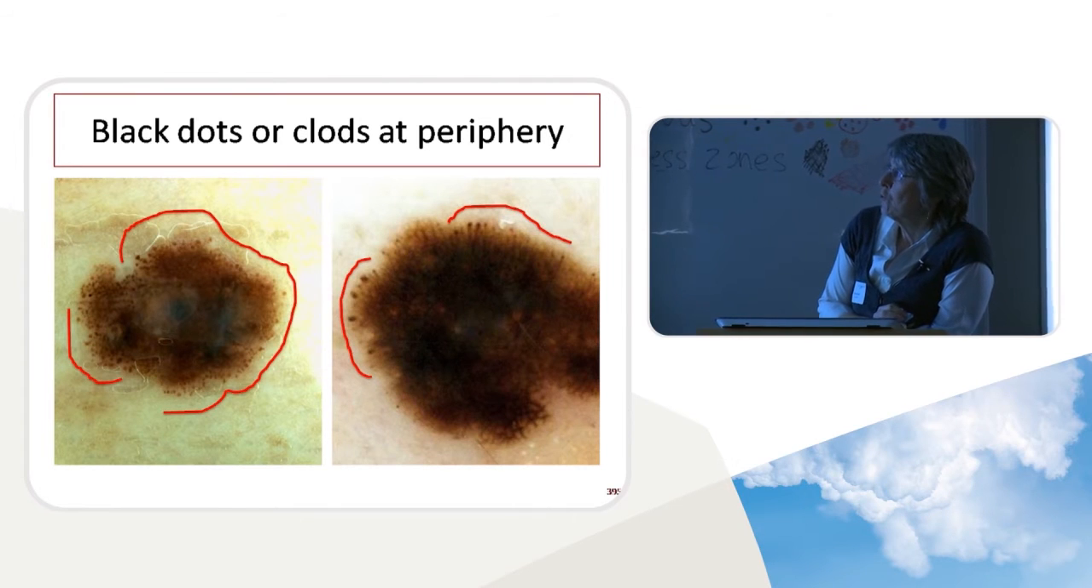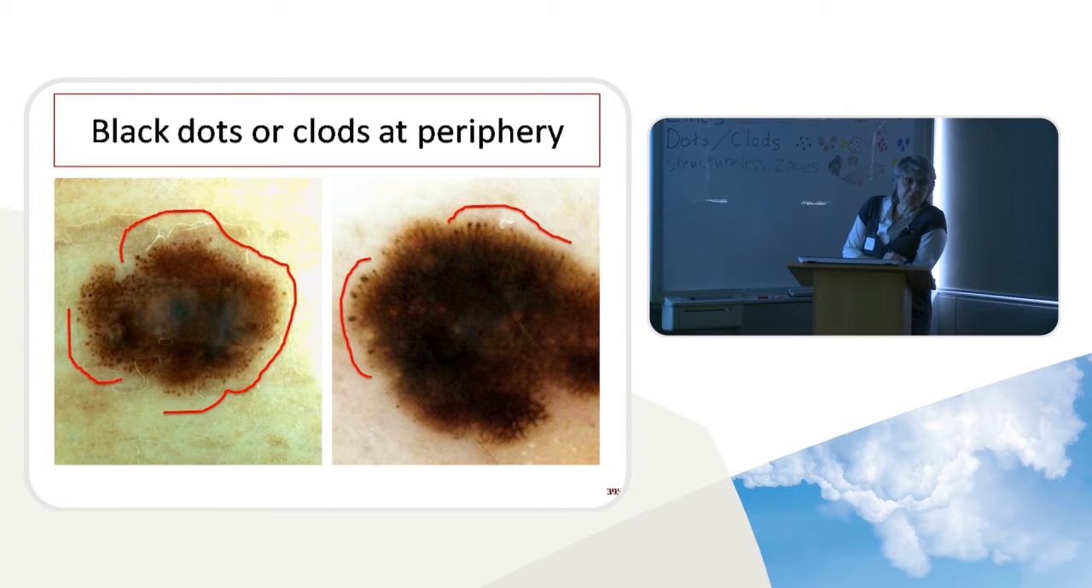Black clods or dots at the periphery. We've had them before with the Reed nevus, where they're all the way around the periphery, but in melanoma they're focal. They could be pseudopods, or they could be just isolated clods without a stick. A pseudopod is a clod on a stick, and a clod, but they're black. If they're any other colour, they don't count as black.